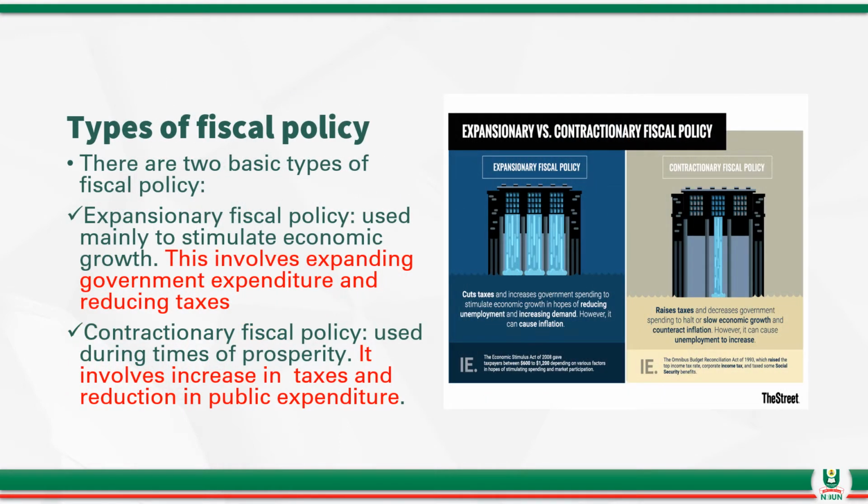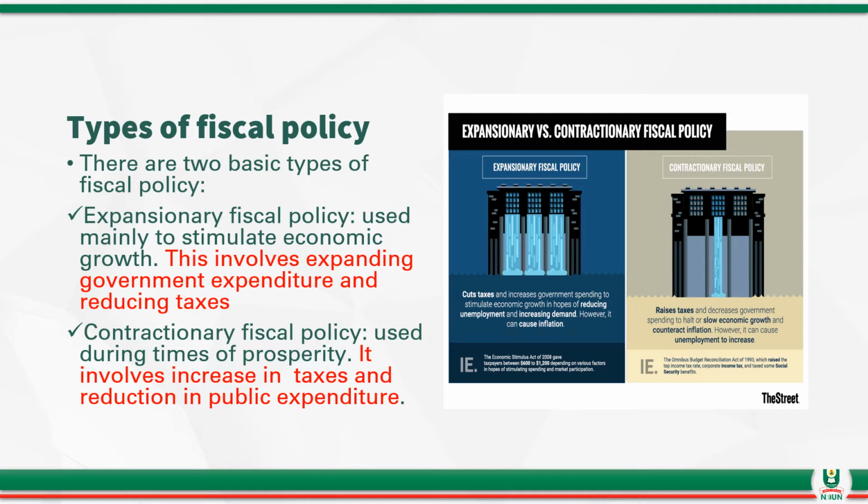So types of fiscal policy. Basically, there are 2 types of fiscal policy. These are the expansionary fiscal policy and the contractionary fiscal policy. The expansionary fiscal policy, which is also called the loose fiscal policy, is used mainly to stimulate economic activities or to stimulate economic growth. It involves expanding government expenditure and reducing tax. So it's taken from the word expand, which means we are trying to expand the economy, and as such, it involves pumping in more resources, more money into the economy.